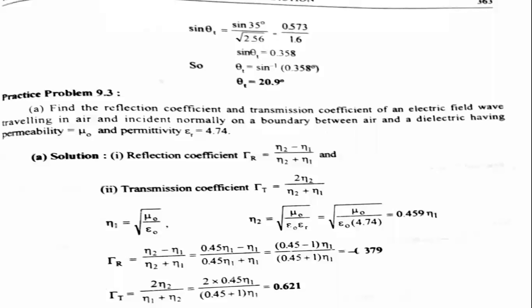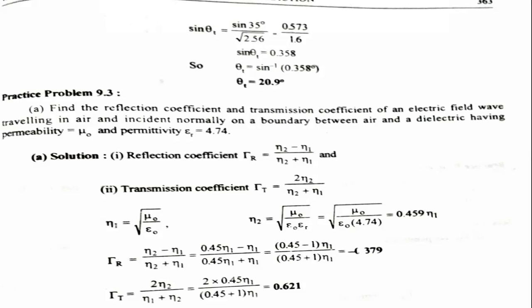So what are the things you need to calculate? Reflection coefficient and the transmission coefficient. Reflection coefficient is denoted by gamma r, transmission coefficient by gamma t. Already we have seen this formula: gamma r is equal to eta 2 minus eta 1 divided by eta 2 plus eta 1. The transmission coefficient gamma t is equal to 2 eta 2 divided by eta 2 plus eta 1.